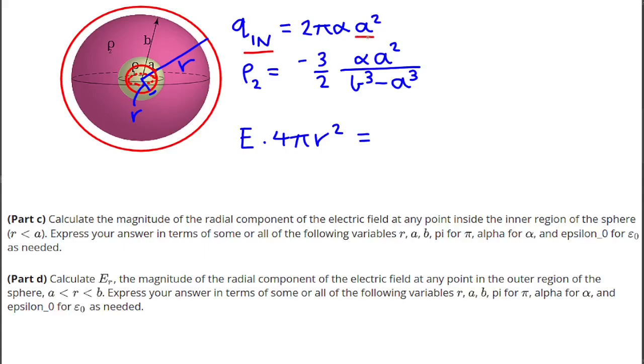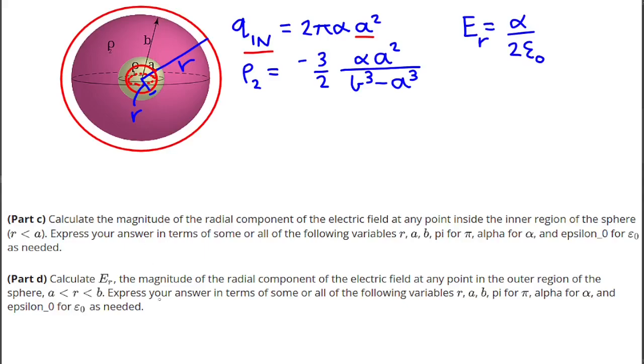So this a becomes r. So what we get is 2 pi alpha r squared on the permittivity of free space. So the component of the electric field is alpha on 2 epsilon naught. So that's the radial component of the electric field. And now let's get rid of this. And in part D, we'll calculate the magnitude of the radial component of the electric field at any point in the outer region of the sphere, being between r equals a and r equals b.